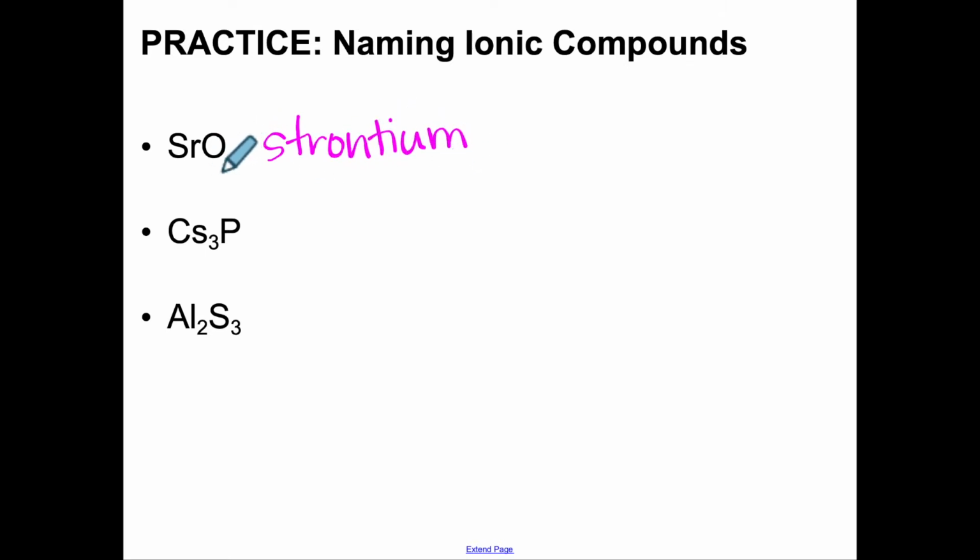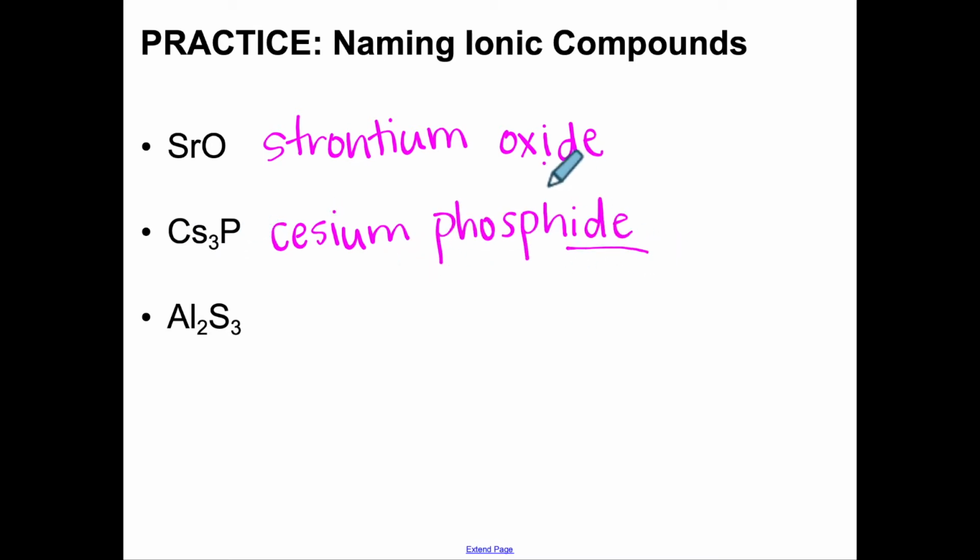And then you're going to write the second element's name, but instead of leaving the ending like it is, we're going to change the ending to "ide." So O is oxygen, so we change it to oxide. CS is cesium, and on your periodic table, you're going to see it has a different spelling, C with an A in it. Either spelling is okay. So cesium, and then P is phosphorus, so we're going to change that to phosphide. Change the ending to "ide." Notice here we ignored this 3. We're going to ignore the subscripts.